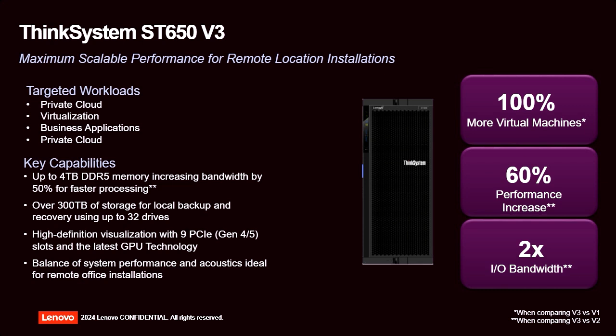So again, starting with that ST650 V3, as you can see, great box for virtualization, private cloud, again, running outside of the data center, for that compute where we need it out there. You can see that we can do a lot more generation to generation compared to the previous second generation that we had out there. But we have a lot more capabilities and ability to add stuff. As you can see, 9 PCIe slots using both PCIe Gen 4 and 5 out there. So we can get some of the latest networking cards out there to support whatever we're working on.